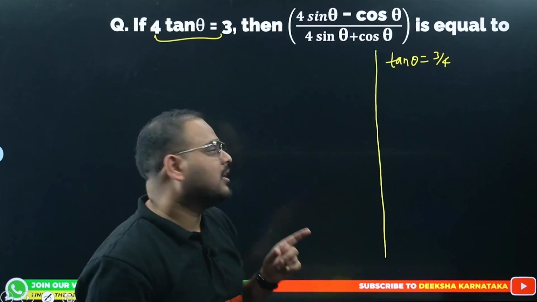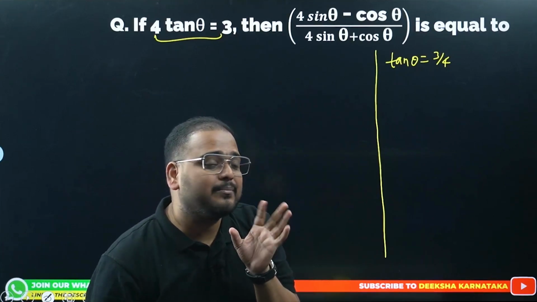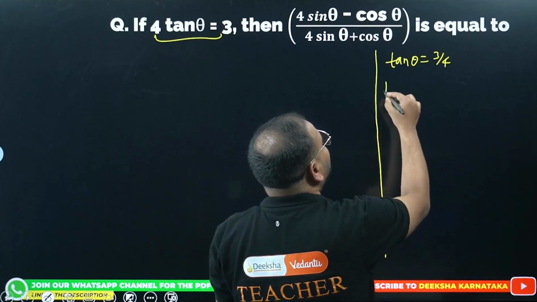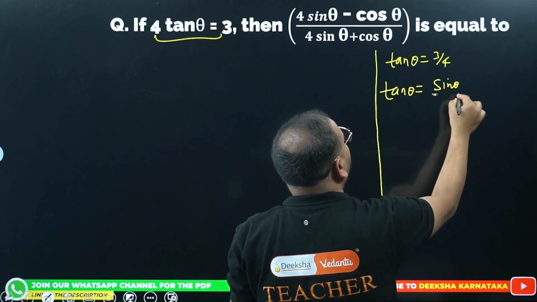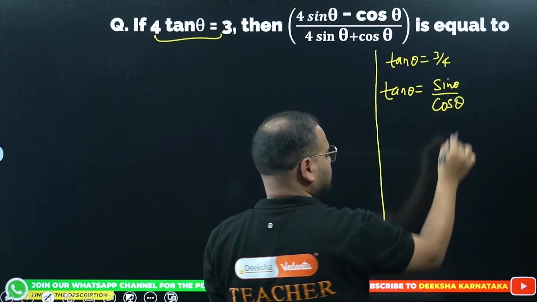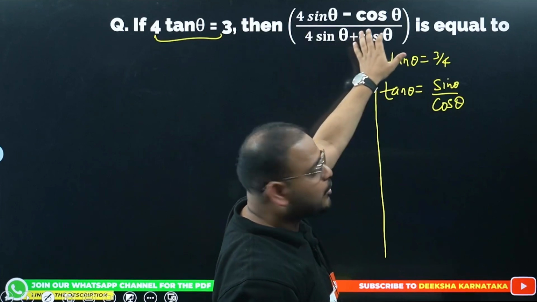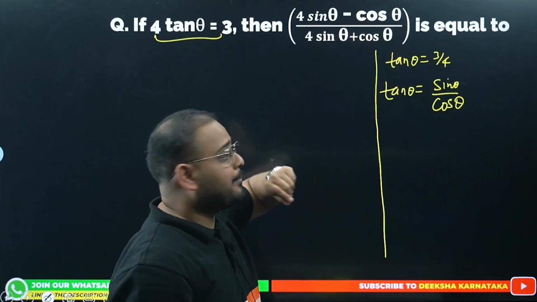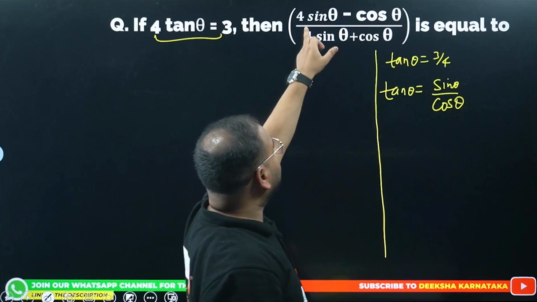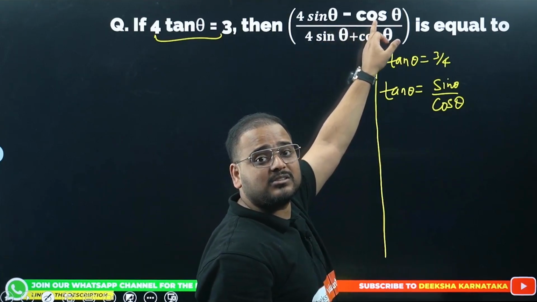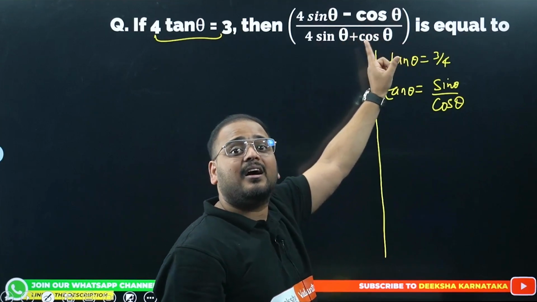An easier approach. Tan is given. We also know tan is sin theta by cos theta. Now, if you divide both the numerator and denominator by cos theta, then this will become 4 tan theta. This cos and cos will get cancelled. So 1. Here again 4 tan theta, and here again 1.